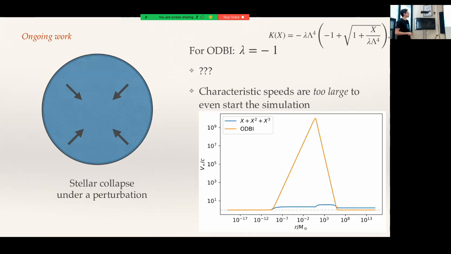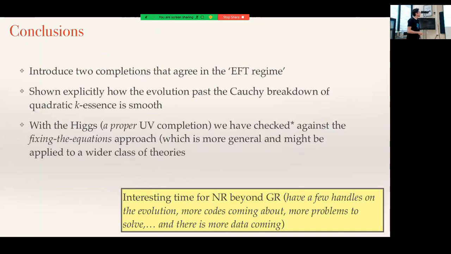But with this, I want to complete. So try to show to you that you can extend these quadratic theories in two different ways that agree in the elliptic regime. We can use them to evolve past the breakdown of the theory, in a smooth way. And then finally, you can use this proper UV completion to compare against this popular approach, the fixing the equations approach, to give some sort of validity or not.